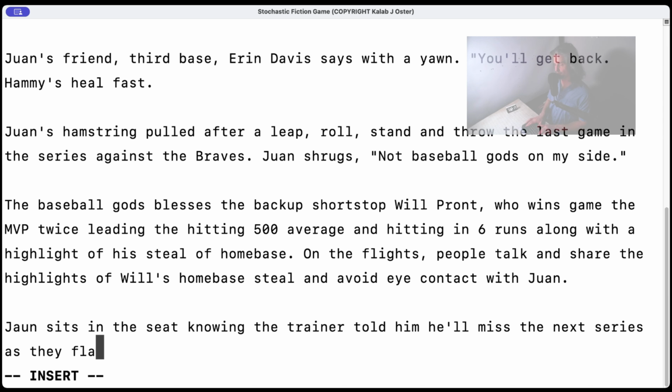As they fly to, where are they going to fly to today? Arizona. I don't know if they're in the same Dodgers. Yeah, let's do that. They fly to Arizona, as they fly to miss the next series with the Diamondbacks.